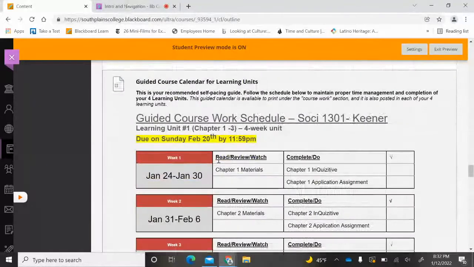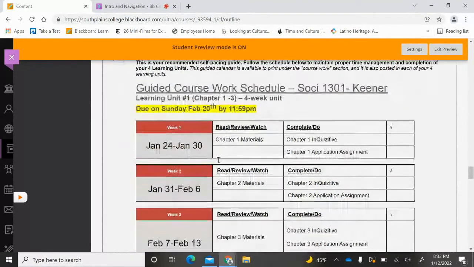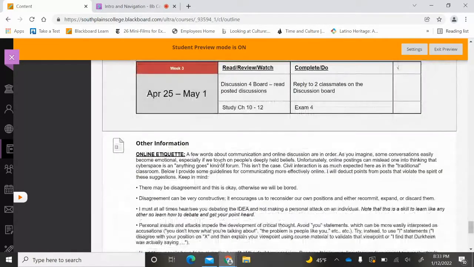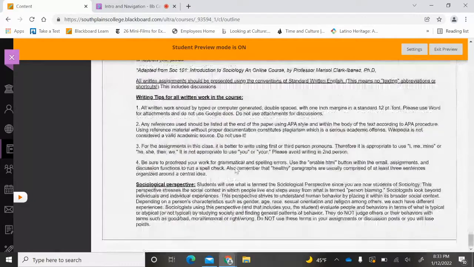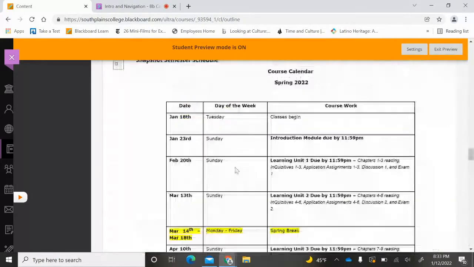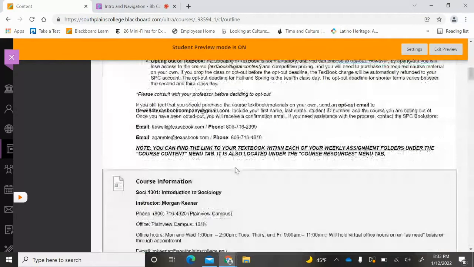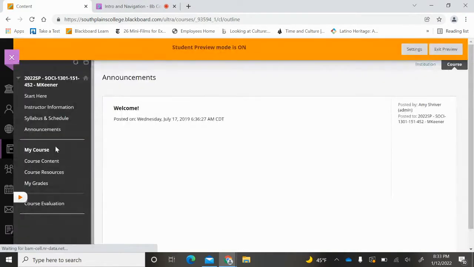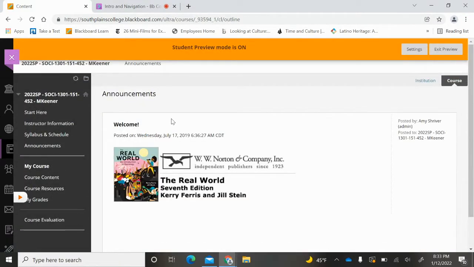And then again, I've posted so you can see it up front, your guided course calendar for the learning units, okay? So what that might look like for you. And then you have some online etiquette to look at, all right? So that kind of takes you through the syllabus and schedule. There's a lot of important information in this, and I really urge you to take the time to read it, okay? Get familiar with it. Ask questions about it if you have those. Announcements, pretty self-explanatory. I will be posting announcements here. They'll go straight to your email as well as post to the Blackboard class. Just kind of keep up with those as you can.